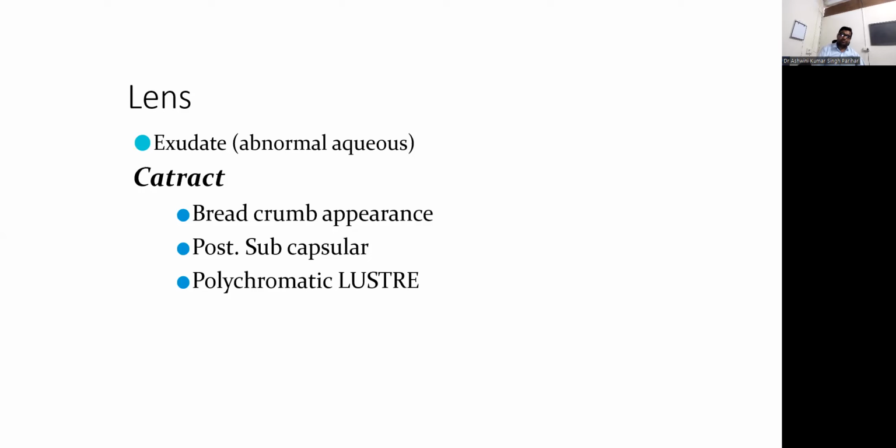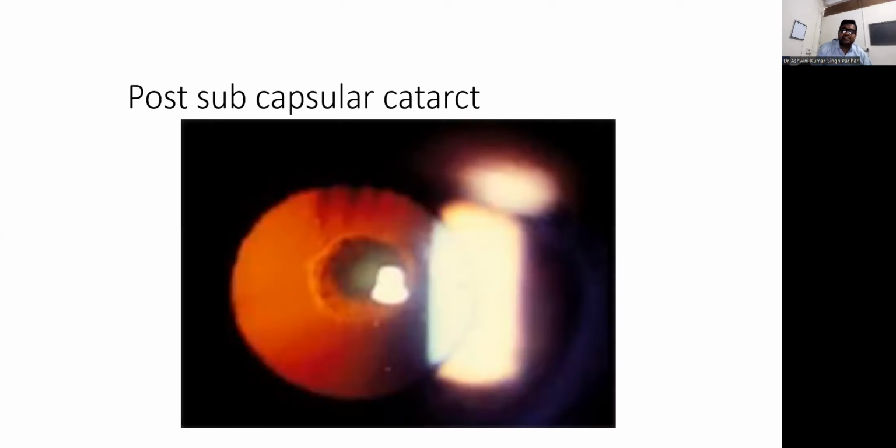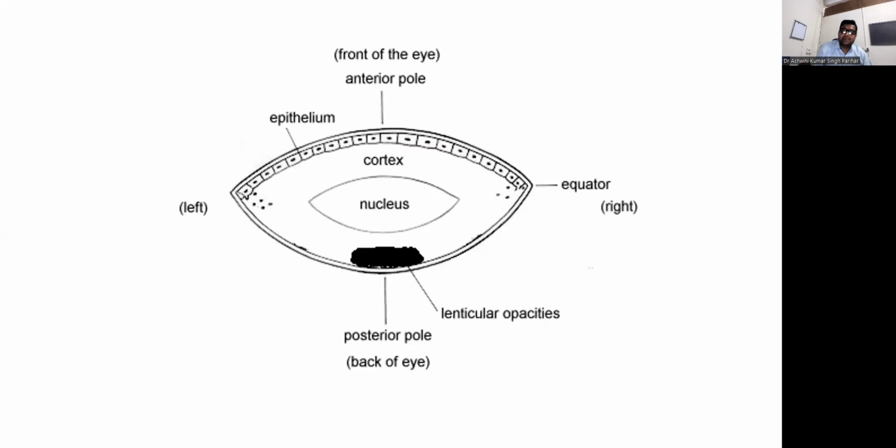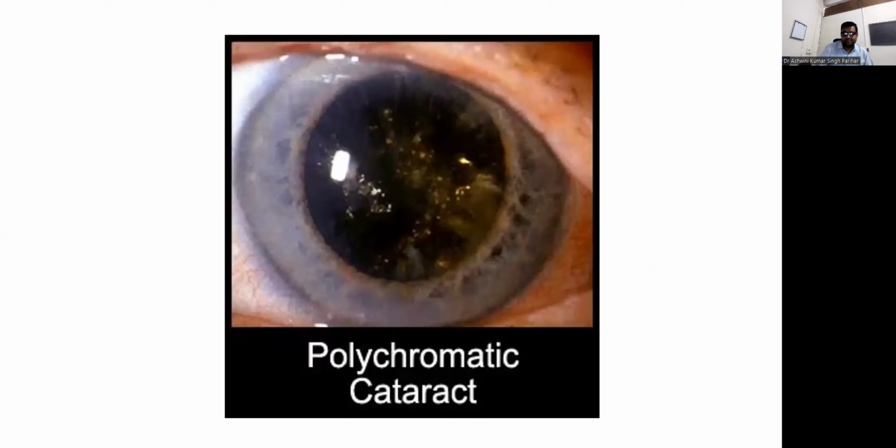So coming to cataract formation, it's deposition of exudates over the lens. Exudates over the lens will give a breadcrumb appearance, posterior subcapsular polychromatic clusters, the pictures which I have shown to you. Like this is the PSC, where the posterior subcapsular deposit is there and the patient is not able to see the structures clearly or vision is hindered, and the patient will present to us. On examination, we'll get the PSC and we have to manage according to that.